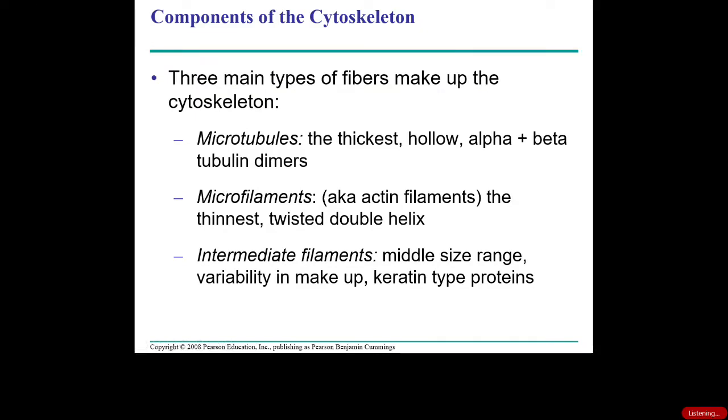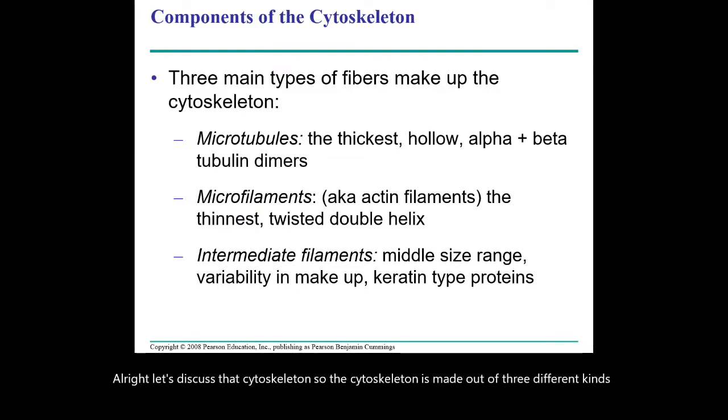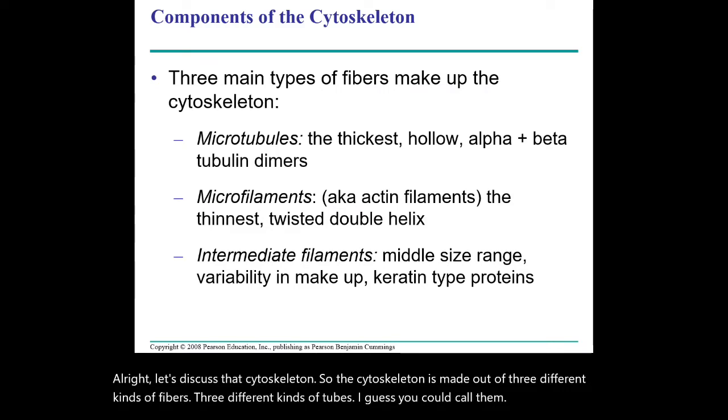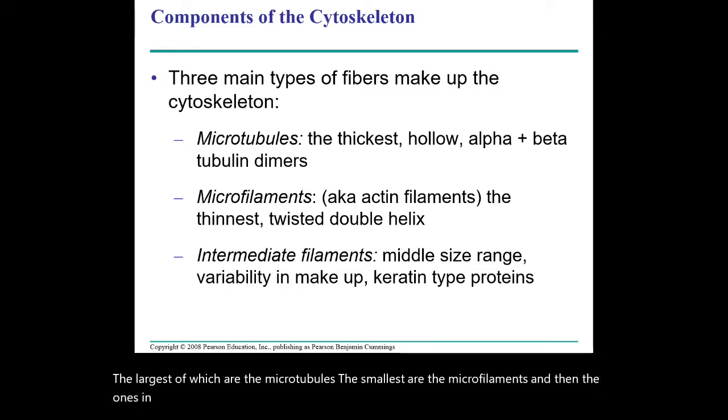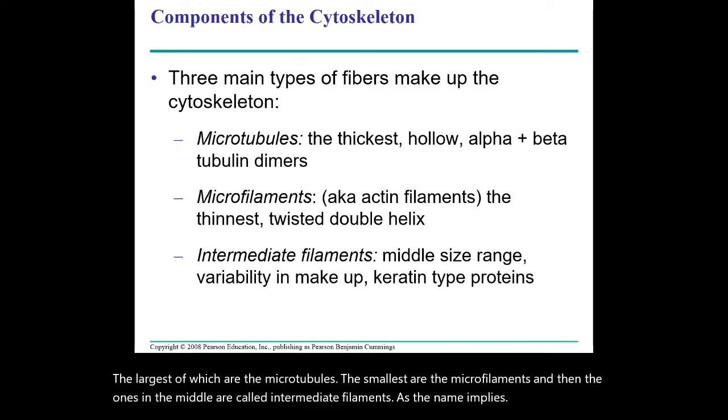All right, let's discuss the cytoskeleton. The cytoskeleton is made out of three different kinds of fibers, three different kinds of tubes, I guess you could call them. The largest of which are the microtubules, the smallest are the microfilaments, and then the ones in the middle are called intermediate filaments, as the name implies. We're going to discuss the microtubules first.